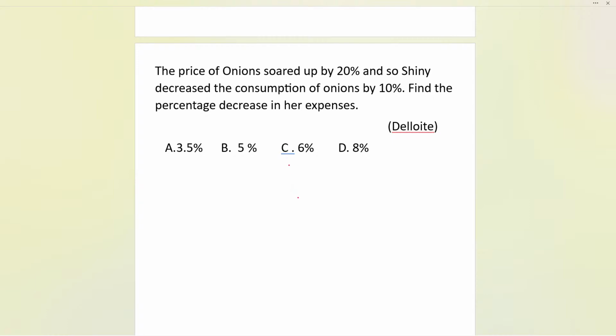First the price is increased. We don't know the price, so we can assume it as P. After a 20% rise, it will become 1.2P, in fractional form. Next, if I talk about the consumption, earlier it was C. It decreased by 10%, so it will be 0.9C. Now the expense will be equal to price into consumption.